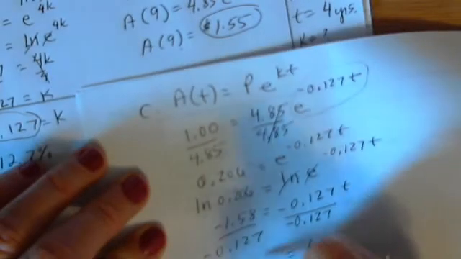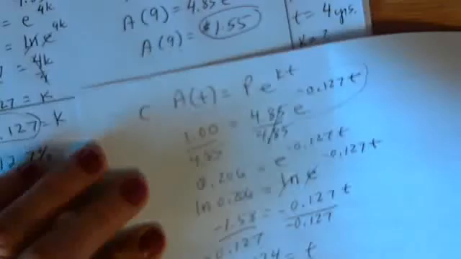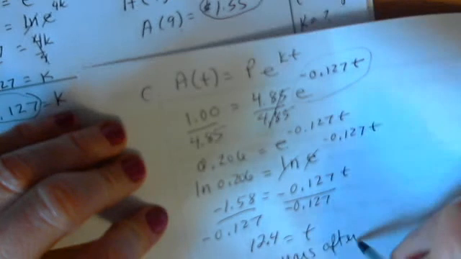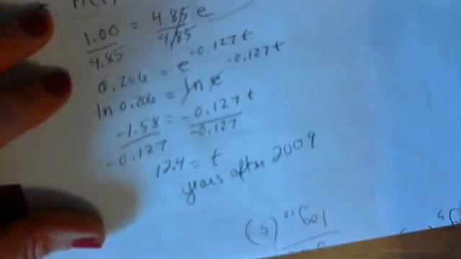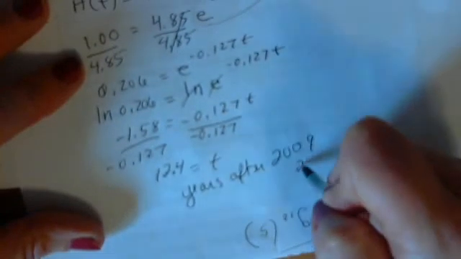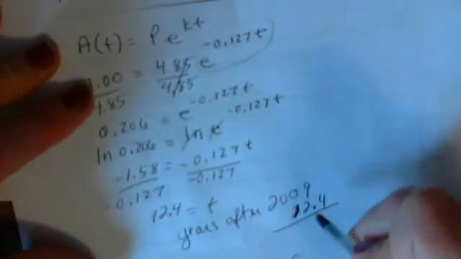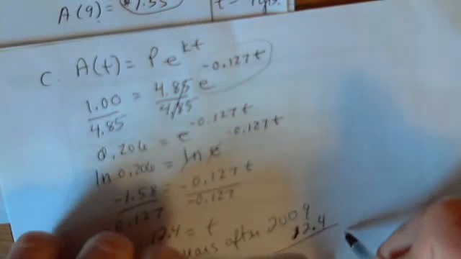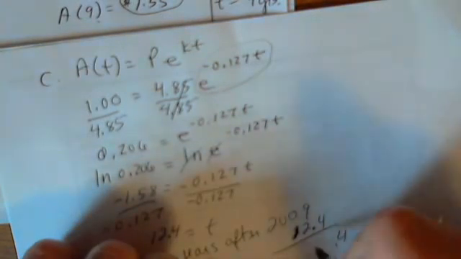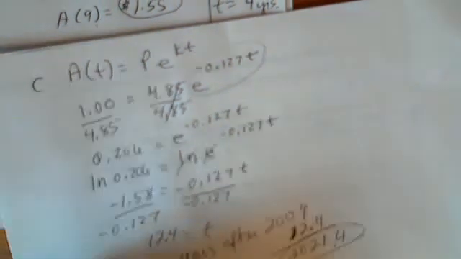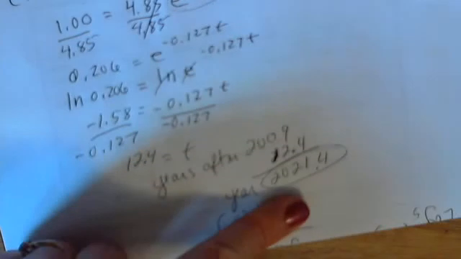So t equals 12.4, and it's positive, of course, because a negative divided by a negative is a positive. And this is the years after 2009. Okay, because remember, that's what our t stood for, the years since 2009. So if I add 12.4 to 2009, I get about 2021, a little after 2021. That's the year in which those solar cells will cost $1 per watt.